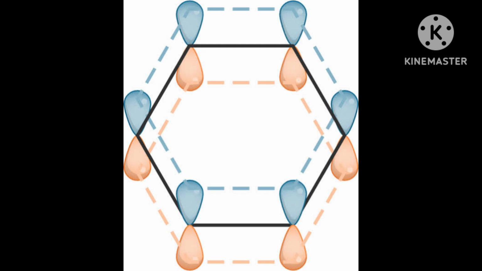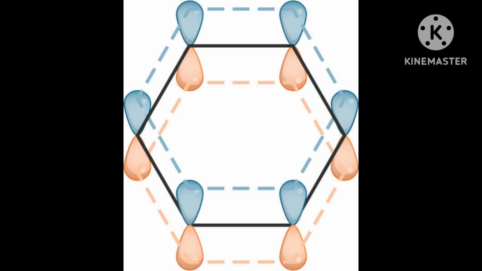Okay, I have told you that they made a total of 3 single bonds and 3 double bonds. C1, C2, C3, C4, C5, C6: these are the 3 single bonds, and C2-C3, C4-C5 and C6-C1, these are the double bonds.